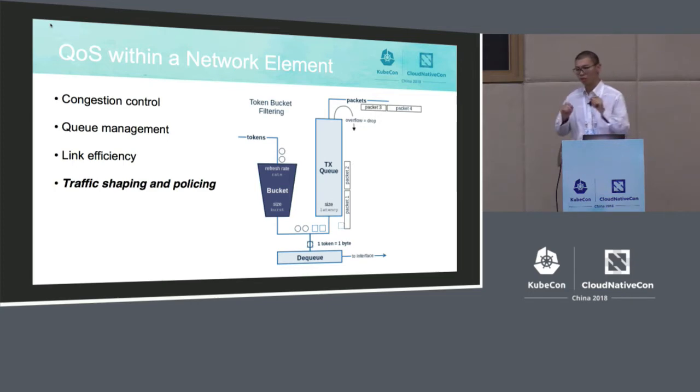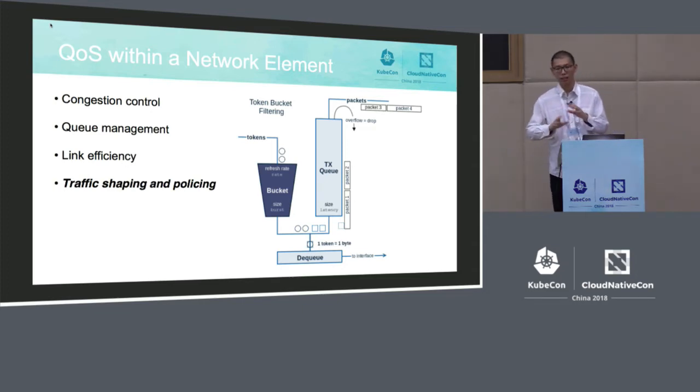So the queue management relates to several issues. First of all, they will have the algorithm to make sure every queue has at least some vacancy, and don't make the queue very congested. And they will make the low priority packet congested first.